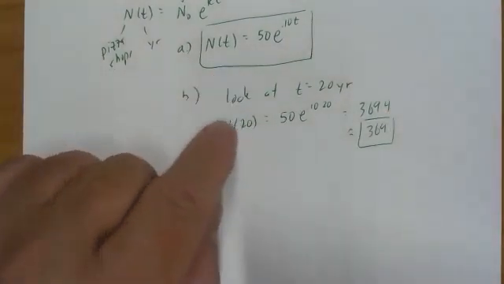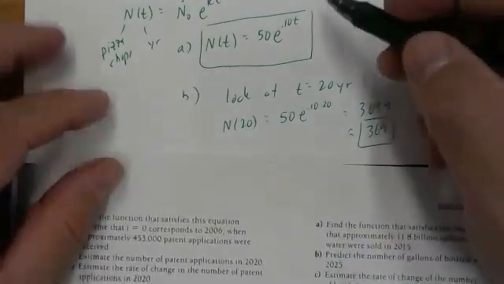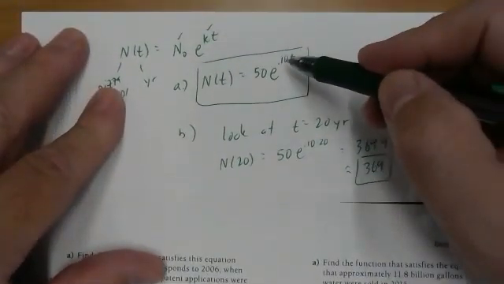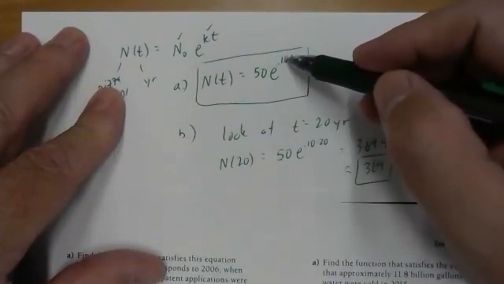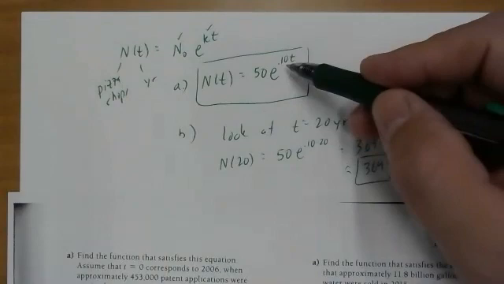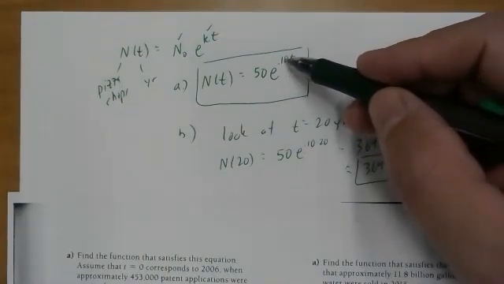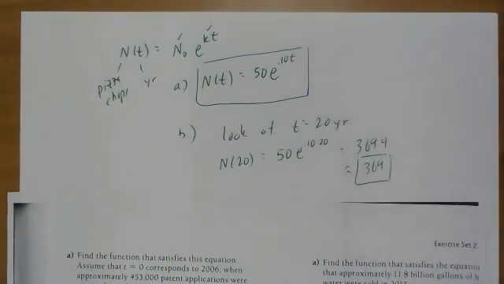So this is actually obviously an exponential growth problem. Of course, we should have known that because look at our number in front of the t, our k. It's a positive number. Even though it's a decimal, it's a small number, but because it's positive, it's still going to grow.